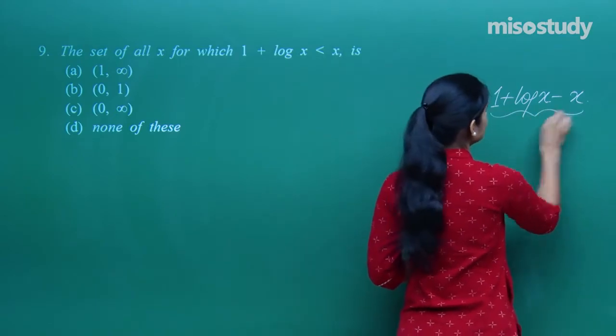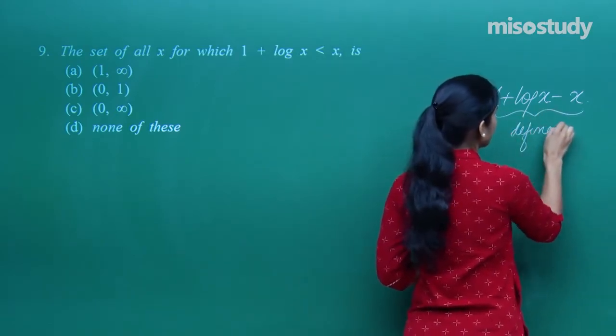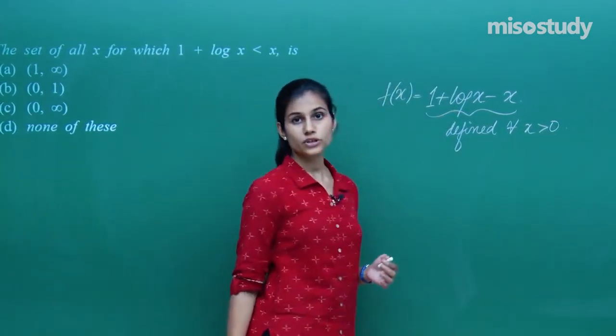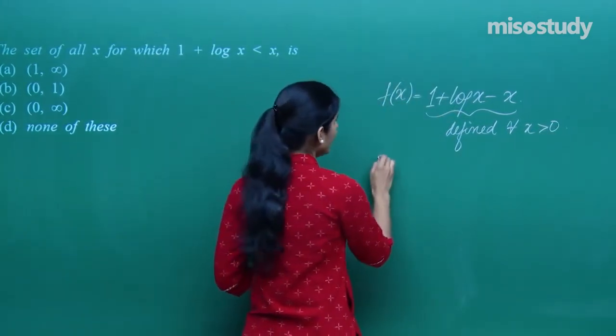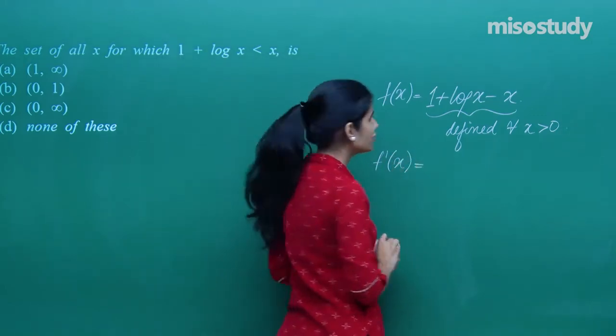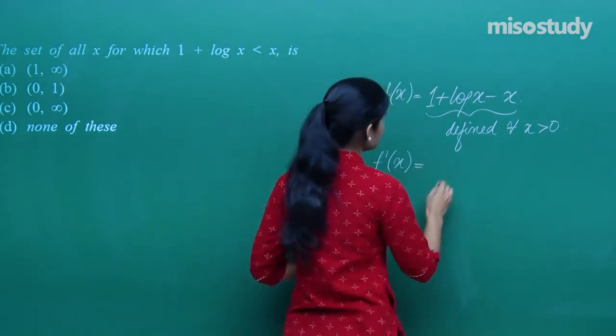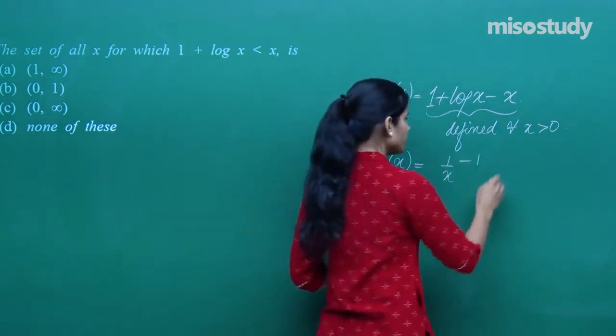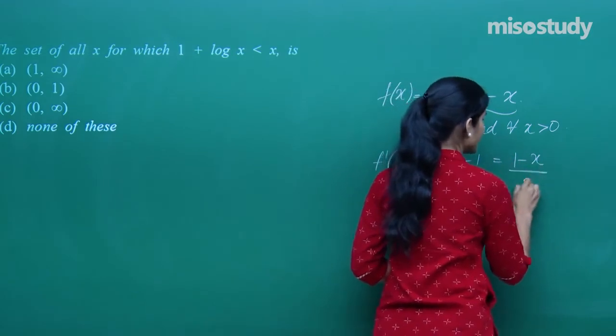So this is defined for all x positive, strictly positive. Now, if I talk about f dash x, what is f dash x? This is 1 plus log x minus x, so it is 1 by x minus 1, which is what? 1 minus x by x.